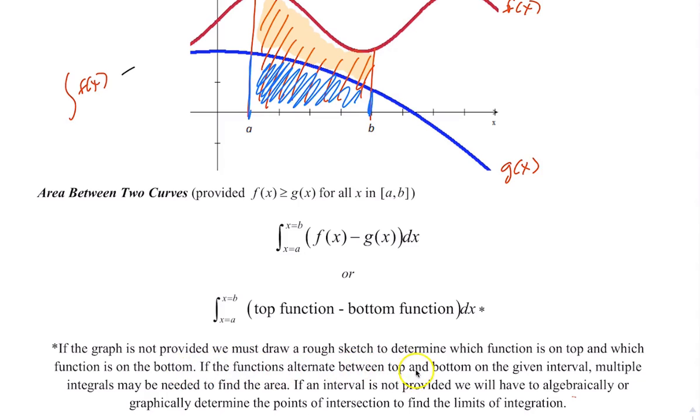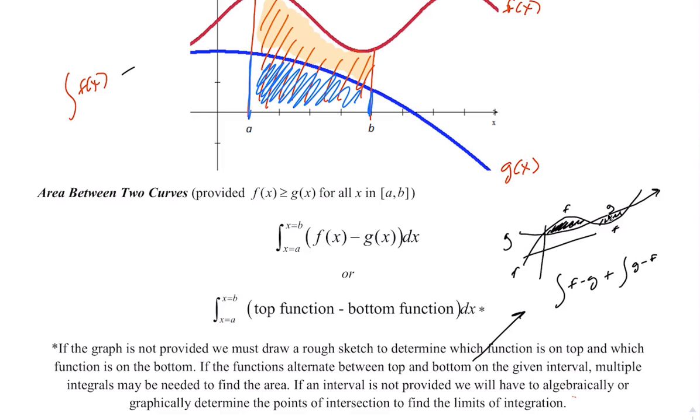If the functions alternate between top and bottom on the given interval, multiple integrals might be needed to find the area. So what does that mean? That just means if you have a graph that kind of goes like this, and maybe another one goes like this. Let's say this is f and this is g. In this one right here, f is on top. But when you go to this one, now f is on the bottom, g is on top. So to do that one, I have to do two separate integrals. One where f is on top, one where g is on top. So that's all that means.